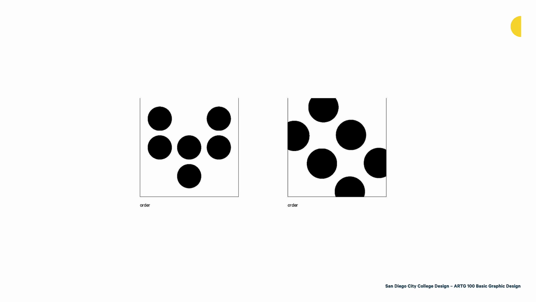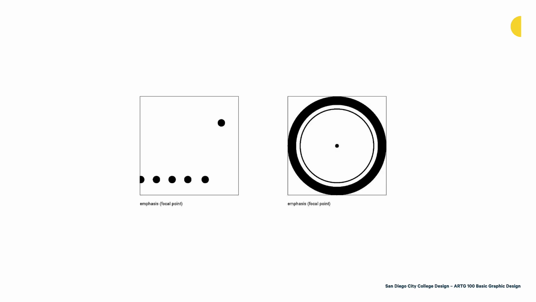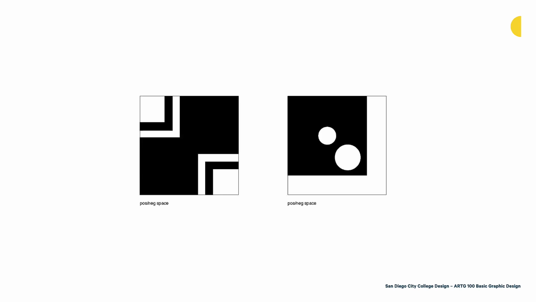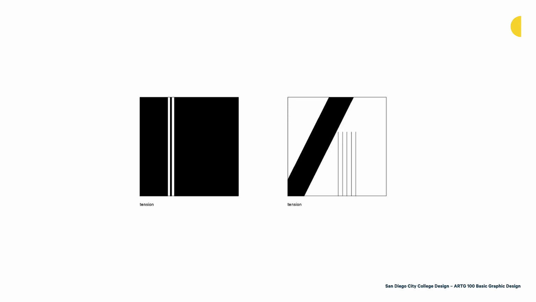Here's order using points. Here's some scale using lines. And then some emphasis with points. So really interesting. They're using emphasis in different ways. The one on the left is creating emphasis through the placement or the proximity, or the one on the right is using emphasis through scale. Here's positive, negative space using planes. Here's space using points. Here's some tension being created through lines. And then some chaos being created through planes.